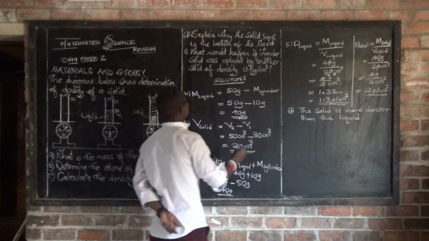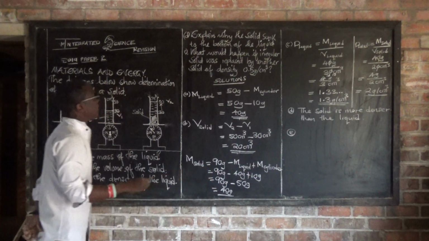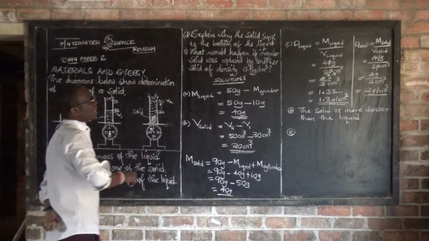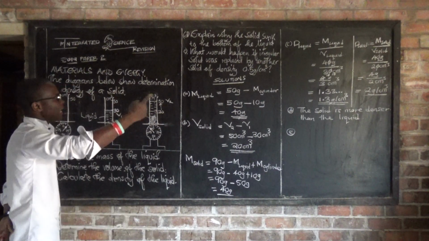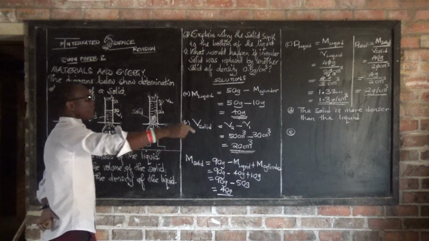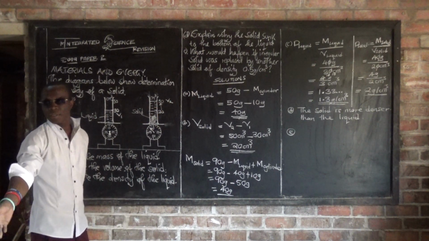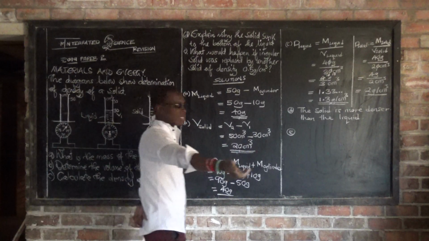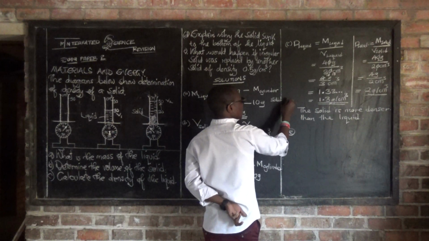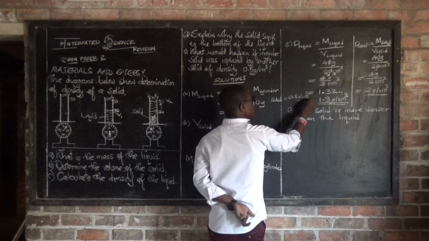So now the last question. Is it question E, guys? Yes. It's saying what would happen if the irregular solid was replaced by another solid of density 0.5. So if we got another solid which has a density of 0.5, what would happen? Are we together? So let's say we get another solid which has a density of 0.5 grams per cubic centimeter. We get this one.